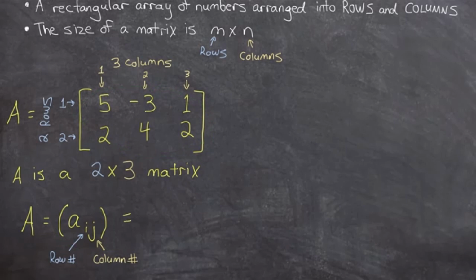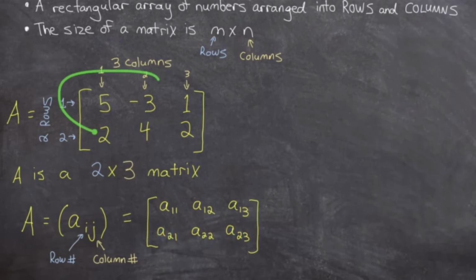So how that would look within the matrix would be this element here that is in row 1 and column 1 would be element a1,1. And this element, which is in row 1, column 2, would be element a1,2. And this element, which is in row 1, column 3, would be element a1,3. And I'll also fill in the notations for the elements that are in row number 2.